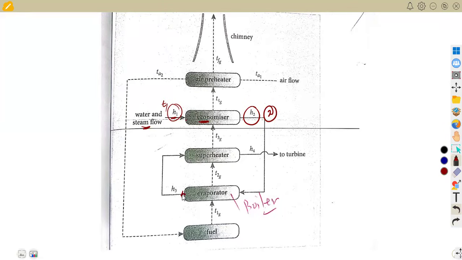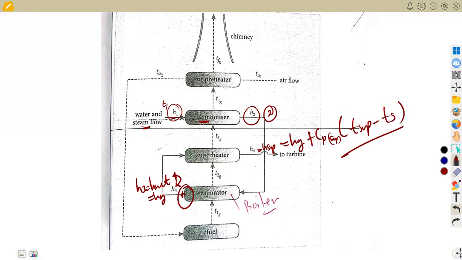Then from the evaporator, the steam that you're going to have here is either wet or dry. This is our H3. So H3 can be given as H wet, or it can be given as Hg, depending on how you are given the information. Then to the superheater, which means our H4 represents H sup, the enthalpy of the superheated steam, which we can find from the formula Hg plus Cp for the superheated, in this case T sup minus Ts. I talked about this formula.